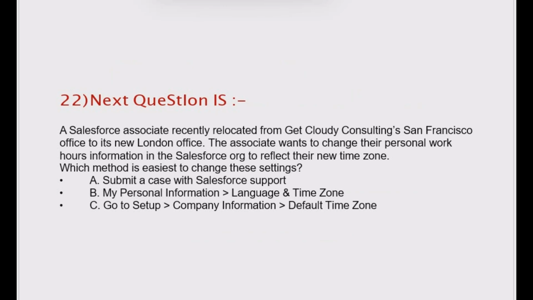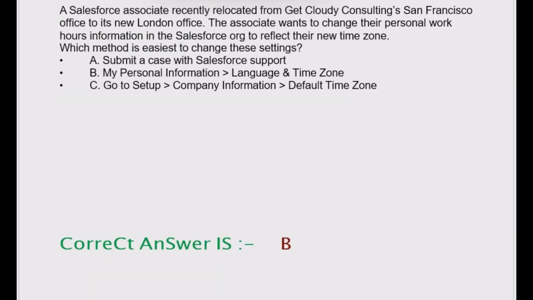Question is, a Salesforce associate recently relocated from Get Cloudy Consulting's San Francisco office to its new London office. The associate wants to change their personal work hours information in the Salesforce org to reflect their new time zone. Which method is easiest to change these settings? Option A, submit a case with Salesforce support. Option B, my personal information, then language and time zone. Option C, go to setup, then company information, then default time zone. Correct answer is option B.